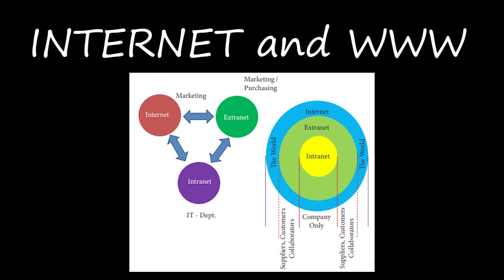Some of the services which are available are here. They have given an image: internet, extranet, intranet, right? Internet for marketing, extranet for marketing and purchasing. Extranet means for suppliers, customers and collaborators also. Intranet is for the company only, inside the company, right? Internet is for the whole world, right?